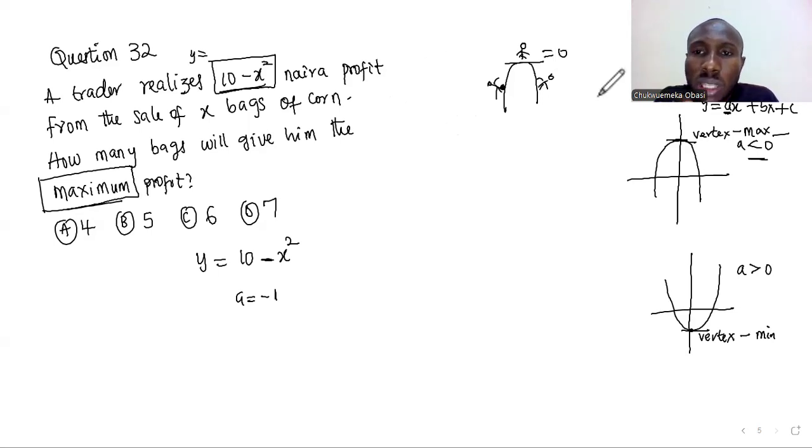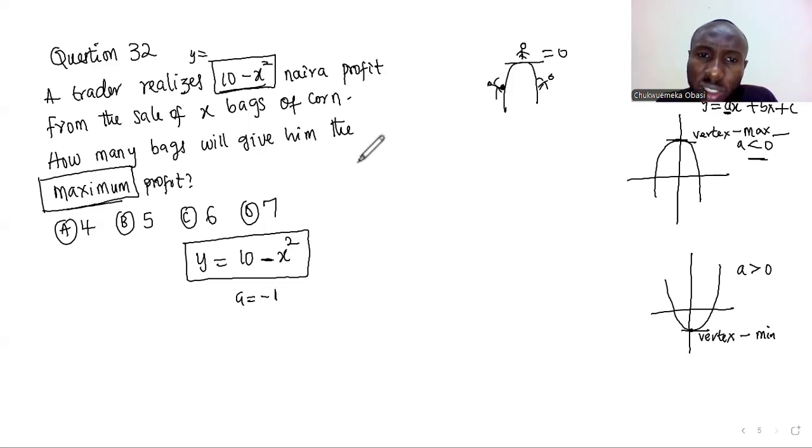So with this understanding, can we solve this problem? Yes. Now let's go back to this problem. It says a trader realized 10 minus x squared naira profit from the sale of x bags of corn. How many bags will give him the maximum profit? So remember, at the maximum point, the derivative is what? 0. So in other words, if we differentiate this, we're going to set the derivative to be 0.